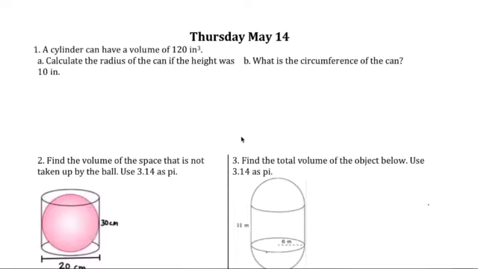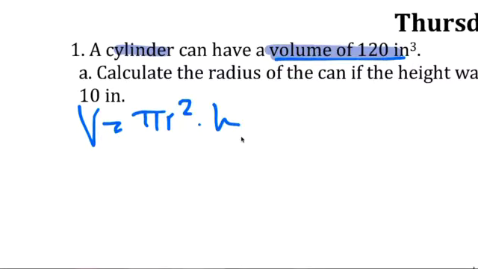First question, a cylinder can have a volume of this. So this is the volume of a cylinder. Volume of a cylinder is pi r squared times height. So in place of volume, we put this one. I'll write it 120 equals, let's replace it for V, and then calculate the radius.